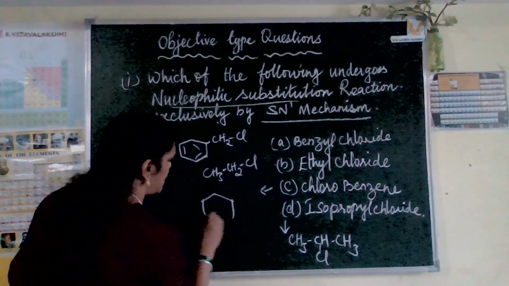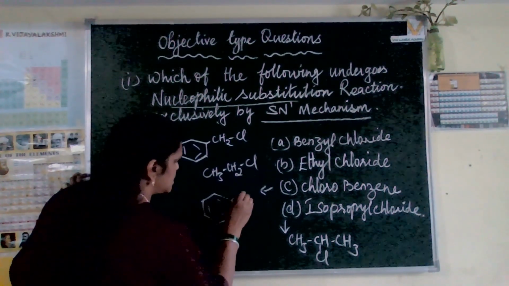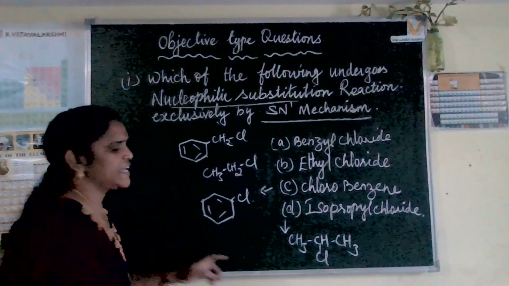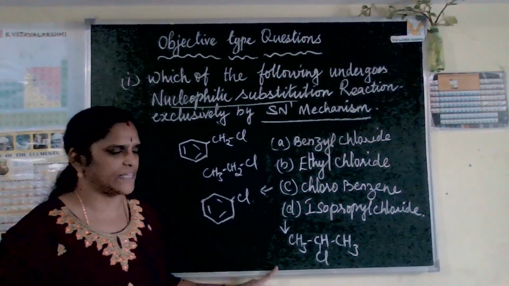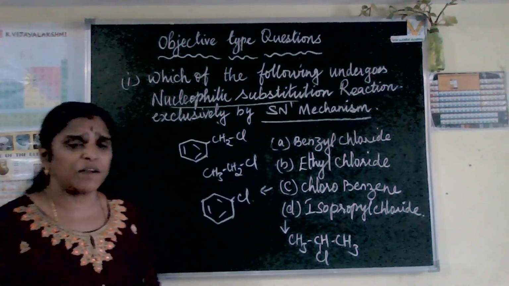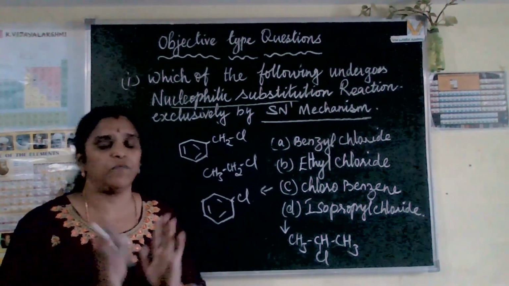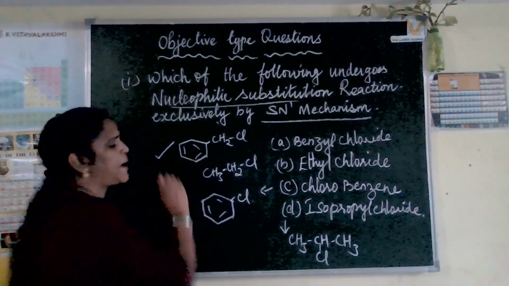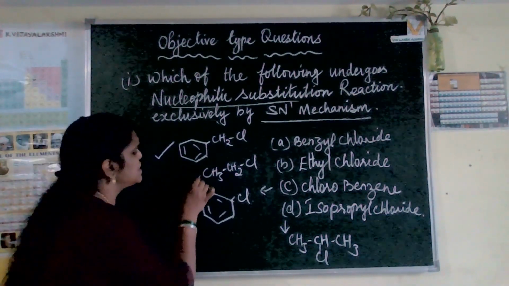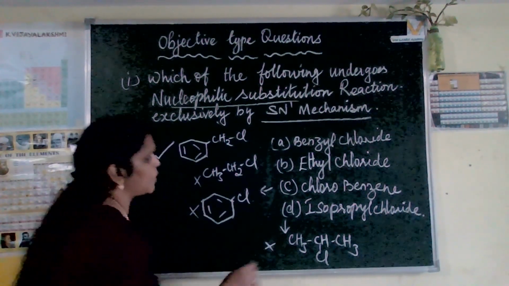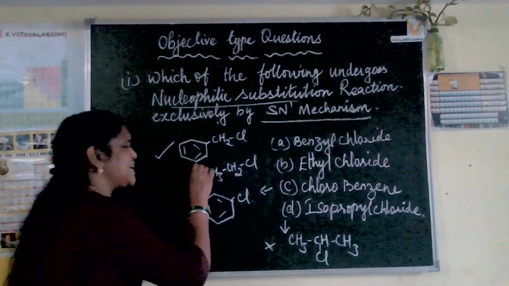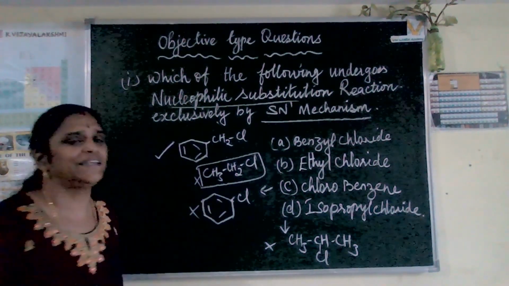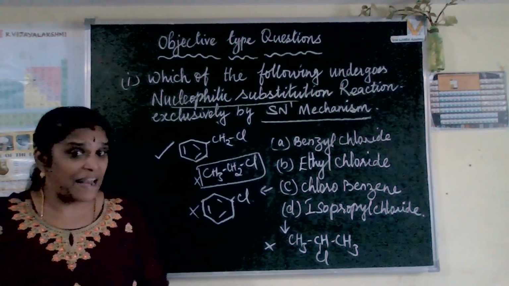This is chlorobenzene, C6H5Cl, and this of course is isopropyl chloride. Yes, in the SN1 mechanism, the bulkier group will take part. Among these, the bulkier group might be this one. Now, why can't these take part? Because this is the least bulky group. It cannot take part. It might be the last one.